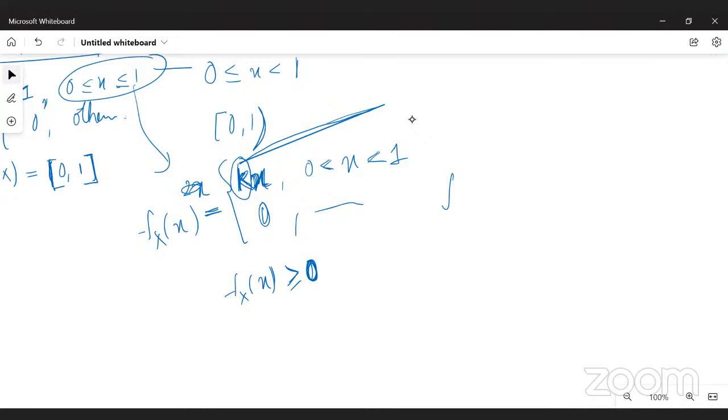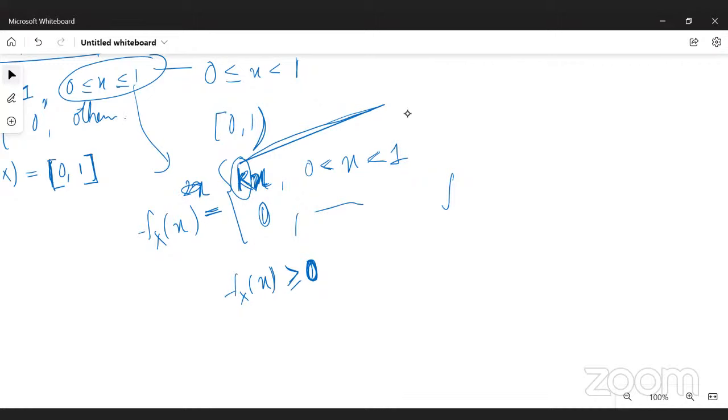Also, ma'am, x lies between 0 and 1. That is positive, so k will have to be positive, ma'am. K will have to be positive. K is greater than 0, otherwise it will go negative.